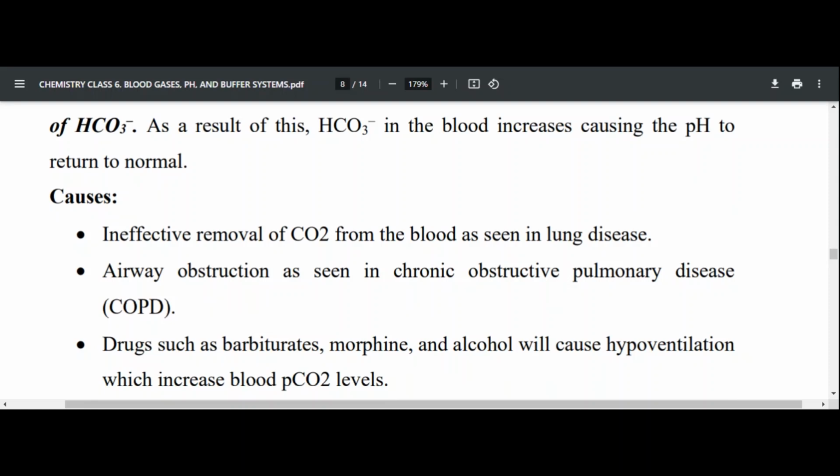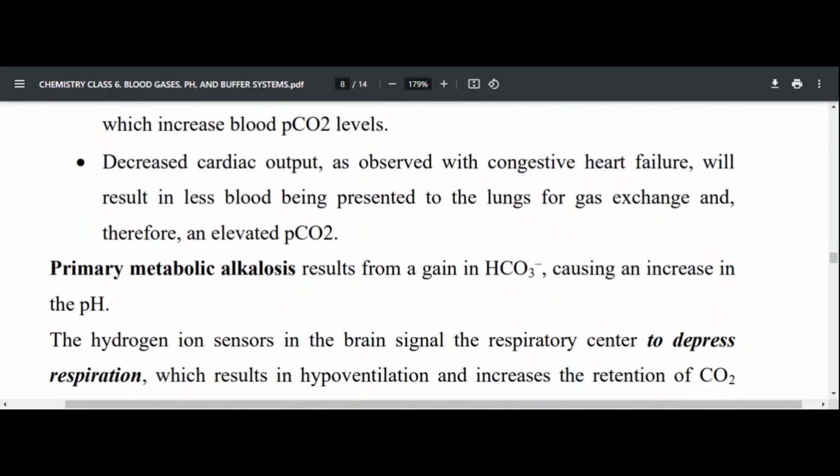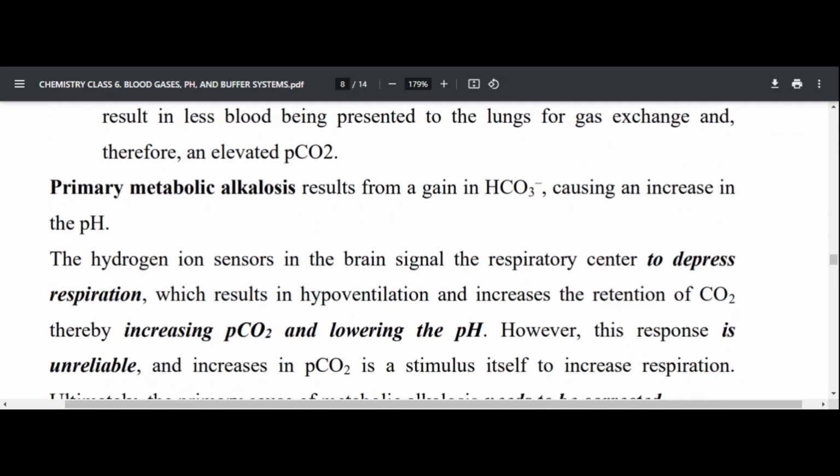So there are some causes of respiratory acidosis. Of course, the problem of output of the lungs, of the heart, and so on. But in primary metabolic alkalosis, this is a case of alkalosis, not acidosis. So what happens in alkalosis? In fact, this results from a gain in bicarbonate ion, which causes pH to increase.